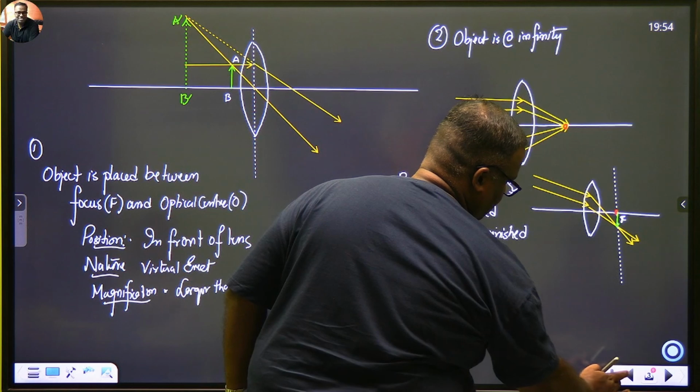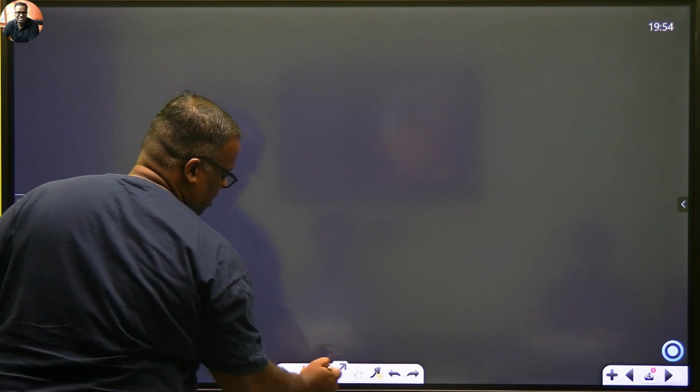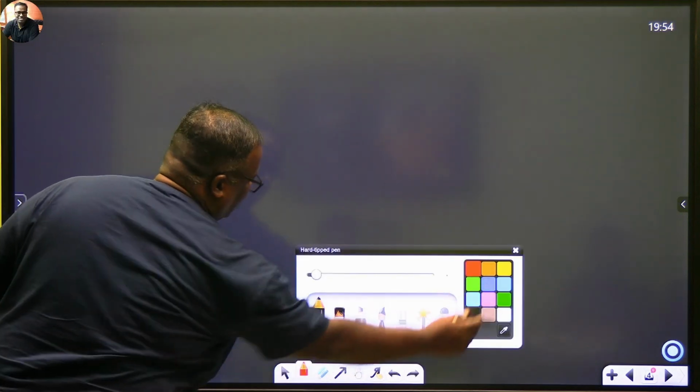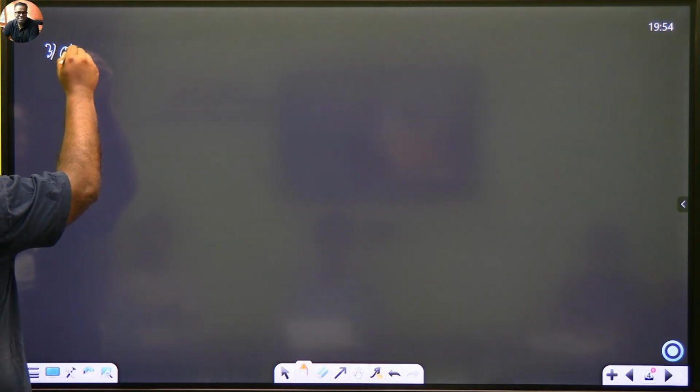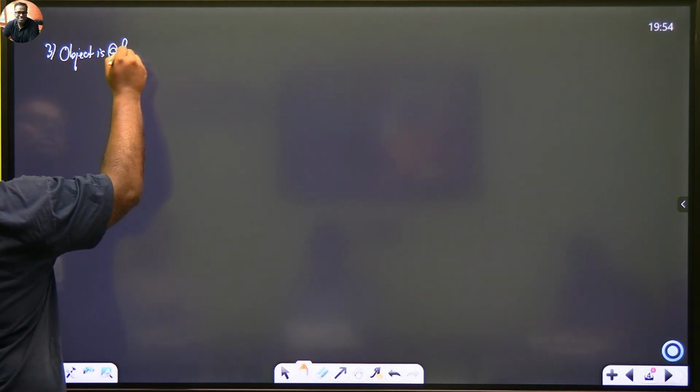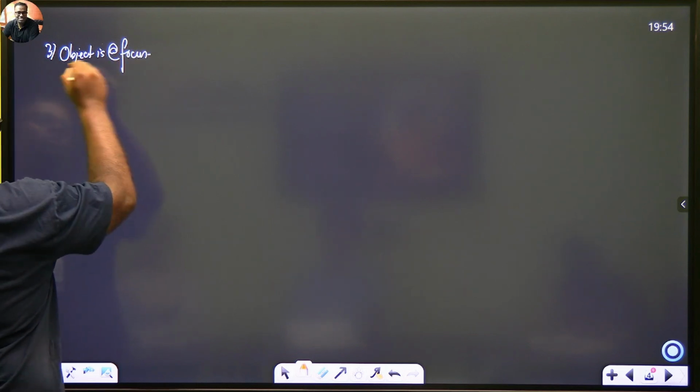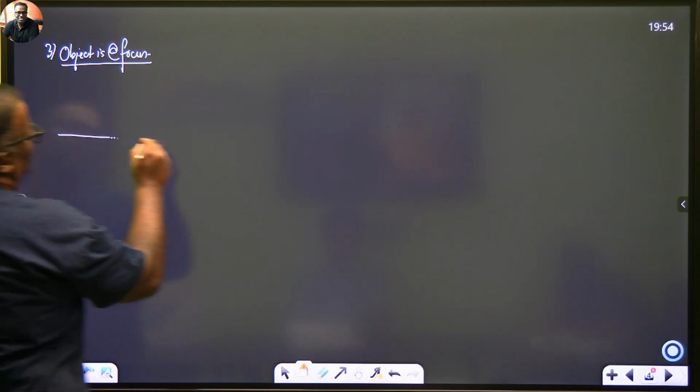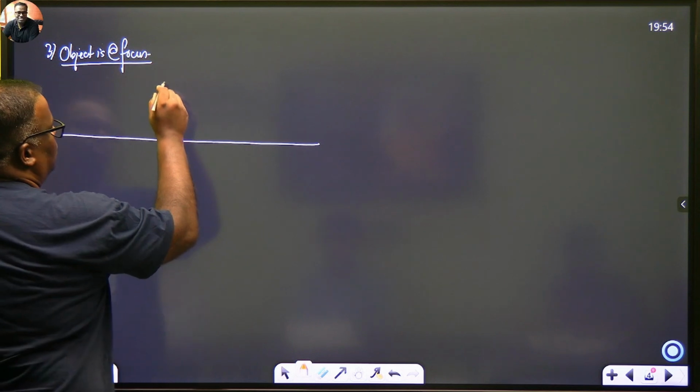So 1, 2 done, now the third. I could have finished it with a shortcut, but my heart doesn't agree. The object is at focus. Then your clarity will come. Again, I am drawing freehand diagrams, okay? The object is at focus.